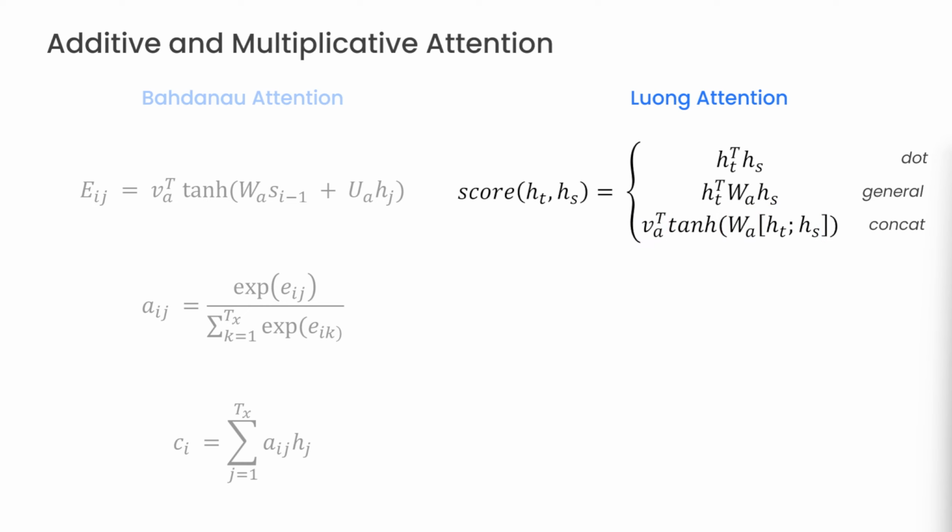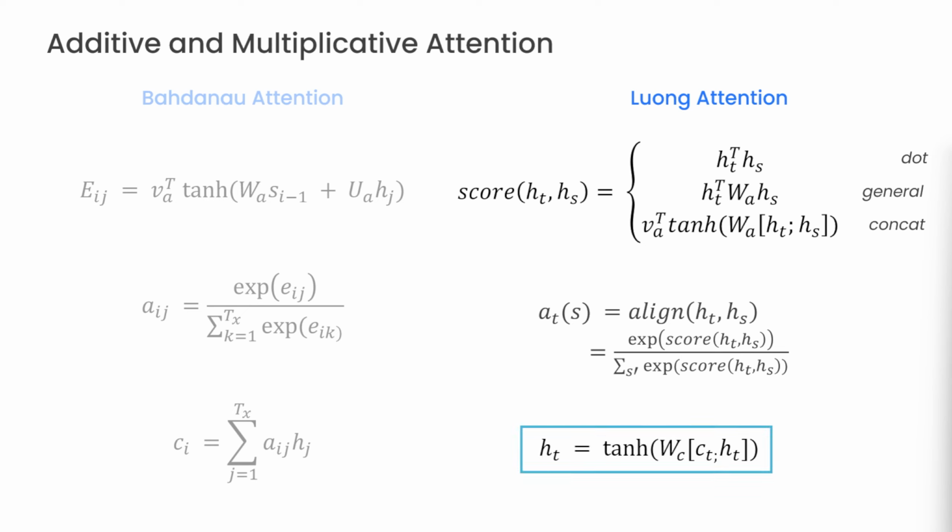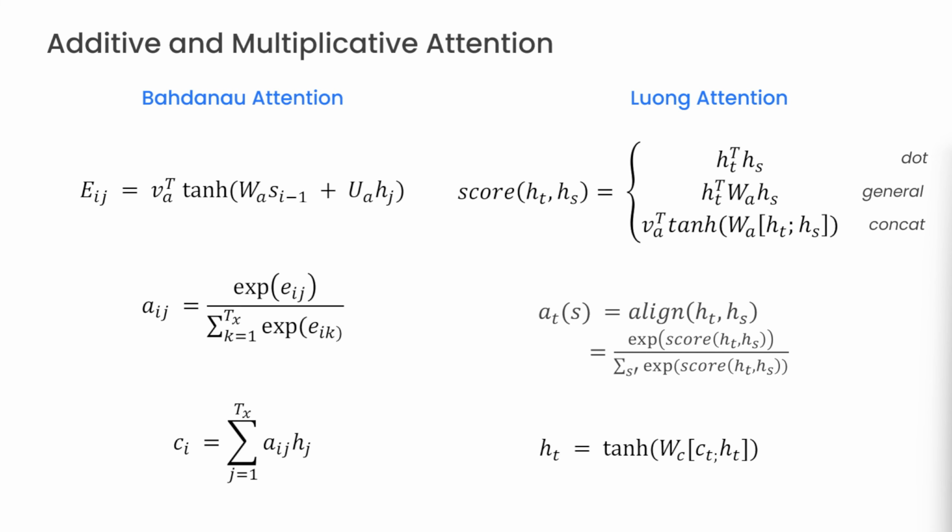As with Bahdanau, these scores are passed through softmax, resulting in the attention context vector c_t, which is then used to generate the final output of the decoder. Again, if this doesn't make a lot of sense right now, don't worry about it. We'll look at it more visually step by step.